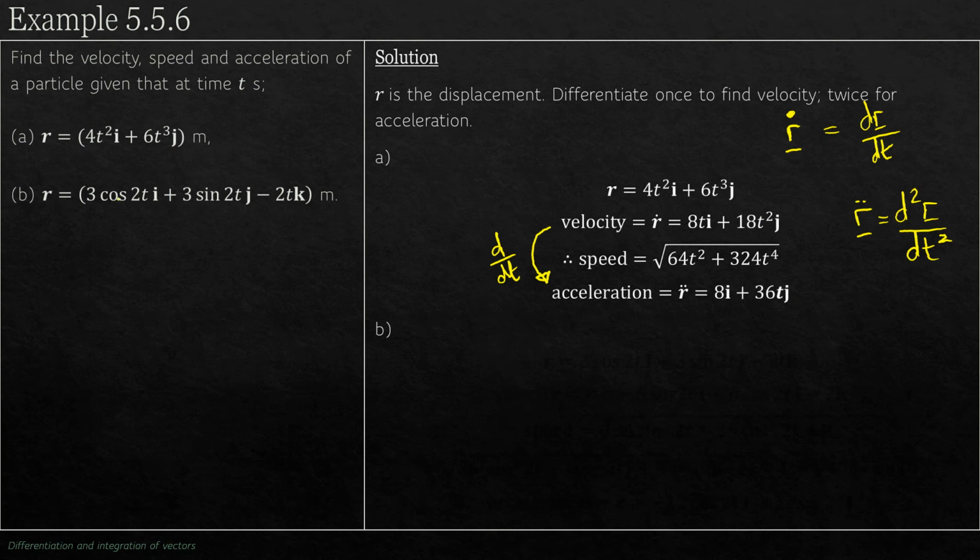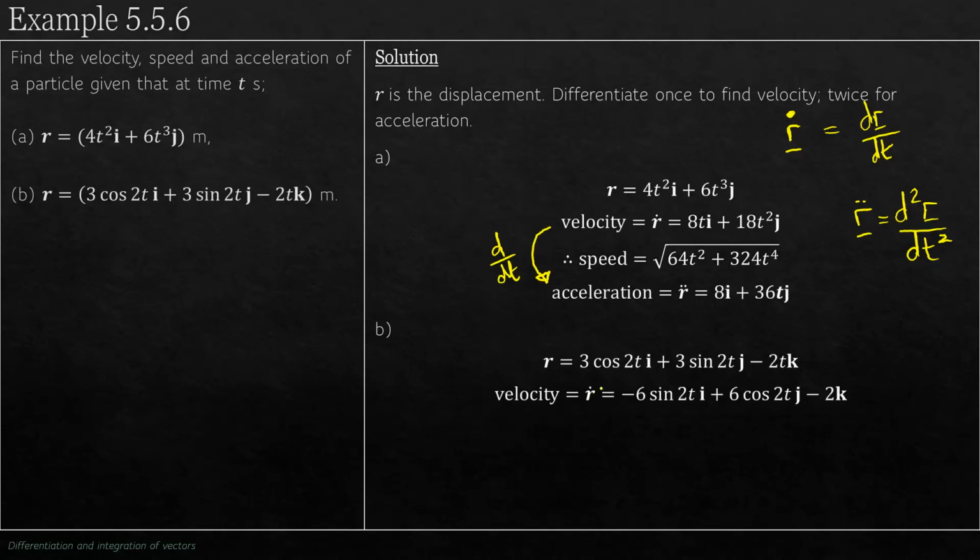Same thing in part B, just slightly more complicated differentiation. So here's r. Let's differentiate once to get velocity, or you could write it as r dot. Then I'm going to find the speed. It's just 3D Pythagoras as above. We get an opportunity to do some simplifying here. I mean, I could have done a little bit of simplifying above with common factor of t squared. There'll also be a common factor of 64 and 324 as well.